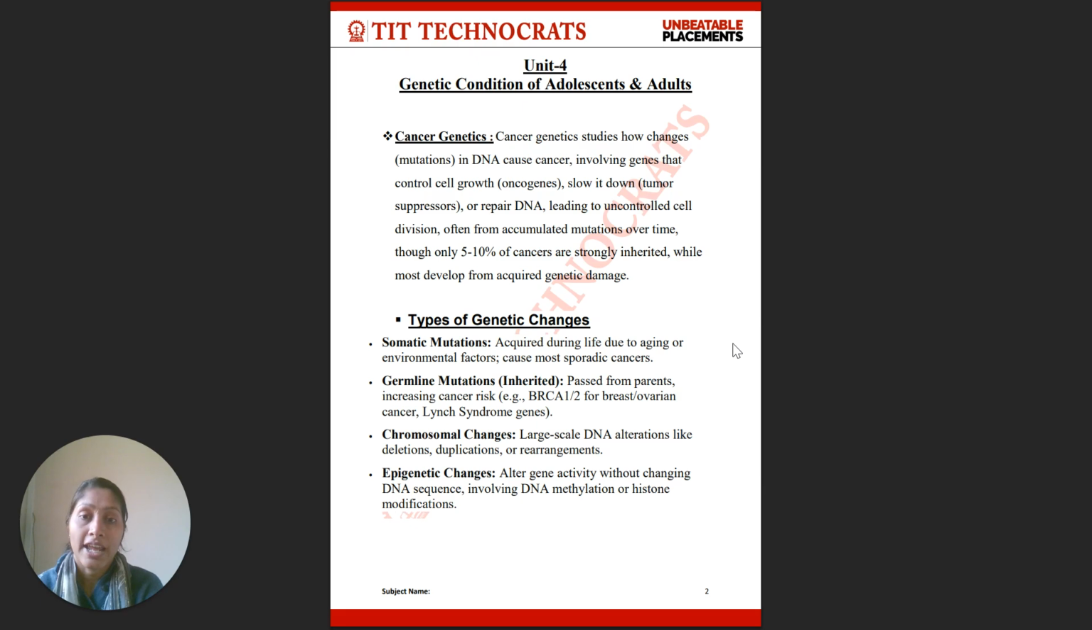Okay. Next, types of genetic changes. First is somatic mutation, acquired during life due to aging or environmental factors, which causes most sporadic cancers. Second, germline mutations, inherited, passed from parents, increase cancer risk. Example, BRCA1 and BRCA2 for breast and ovarian cancer, and Lynch syndrome genes. Third is chromosomal changes, large scale DNA alterations like deletions, duplications, or rearrangements. And fourth, epigenetic changes, which alter gene activity without changing the DNA sequence, involving DNA methylation or histone modification.